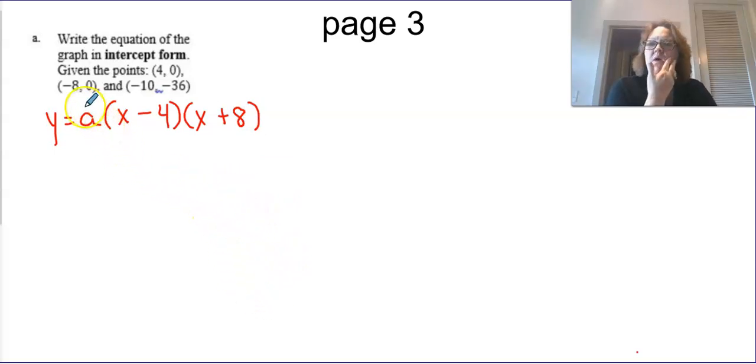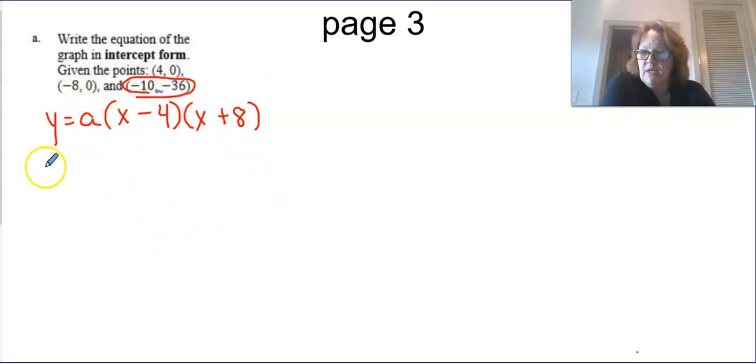And then I need to find out what a equals. Sometimes a is just 1. And other times, you know, you've got that vertical stretch or the compression. And so we need to figure out what a equals. Well, we've also been given a third point on the graph, and we're going to use that third point to figure out what a is. Because we have an x given to us and a y given to us, we can fill in the x and the y here and leave the a as the only unknown, and then we can just solve for a.